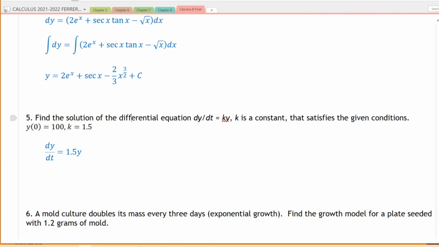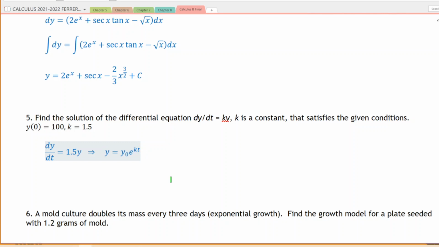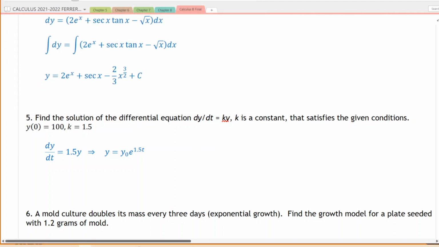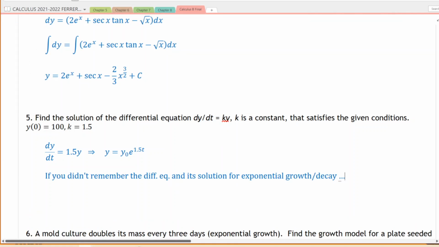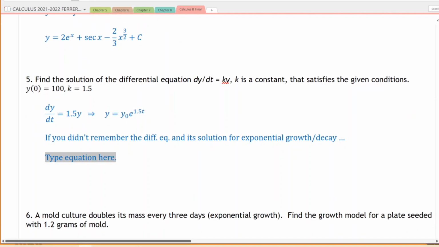Now you're supposed to recognize this as the differential equation for exponential growth and decay. So you're supposed to have memorized that if this is the differential equation, then this is the antiderivative. And actually, we know k was 1.5, so we can just substitute a 1.5 in for k. But if you don't remember the differential equation and its solution for growth and decay, then I suppose we should go over the antiderivative here.